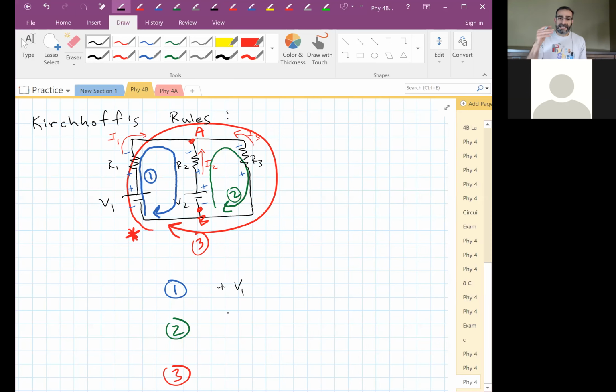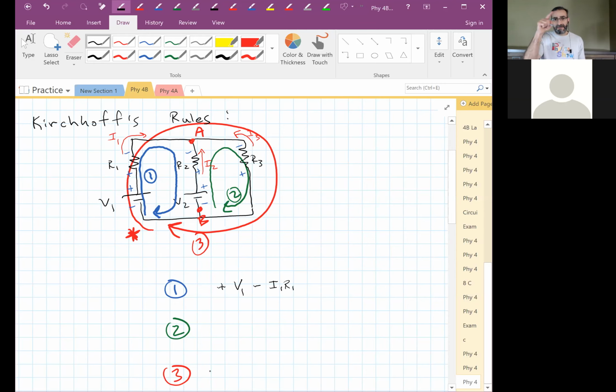I'm going in the high voltage side and coming out the low voltage side of resistor R1. How do I know I'm going in the high voltage side and coming out the low voltage side? Because I defined it that way when I said the current was going in that direction. When you go with the current, you're going to a lower voltage. So I'm dropping by I1 R1.